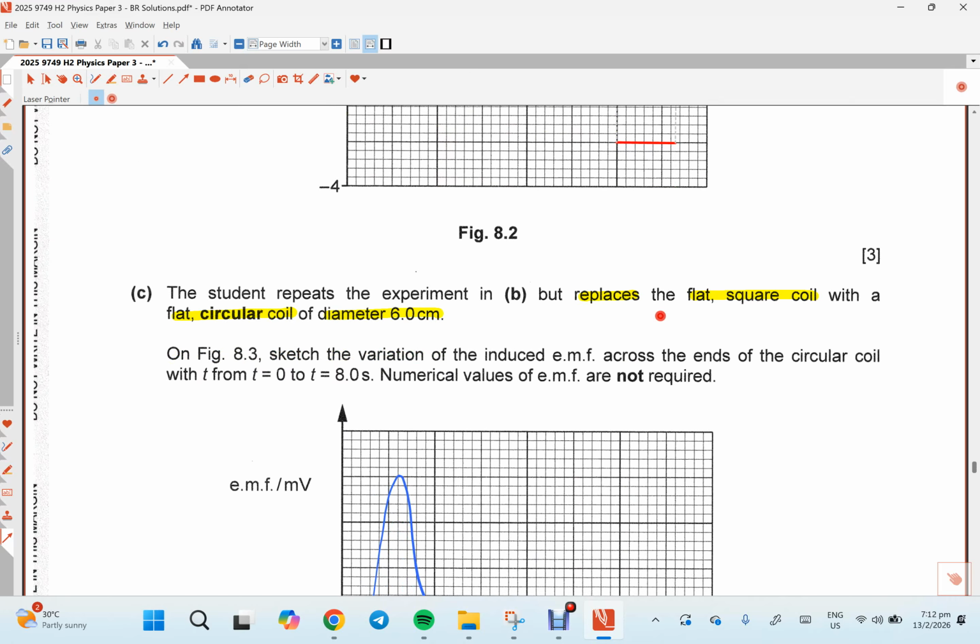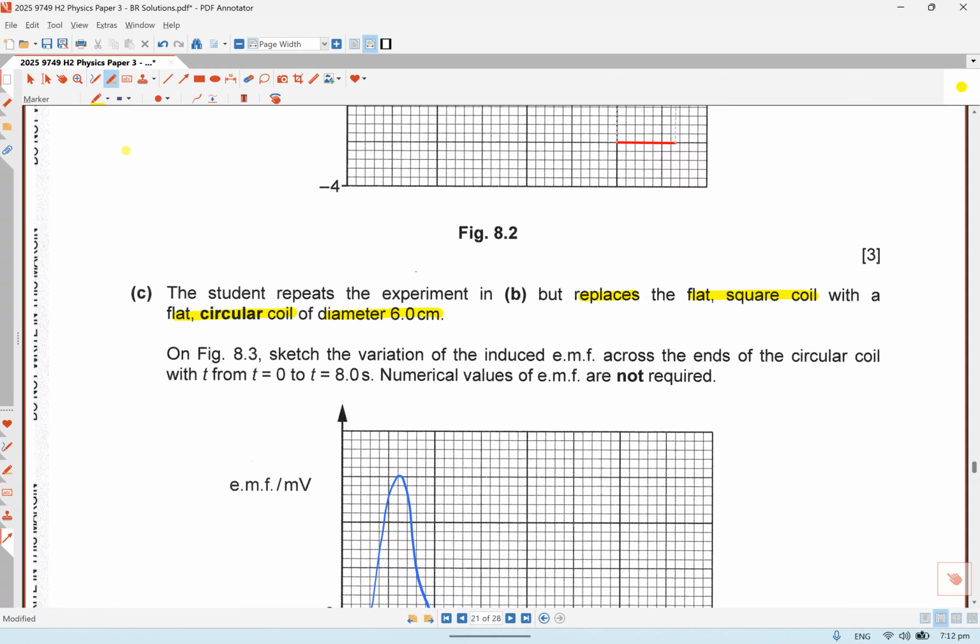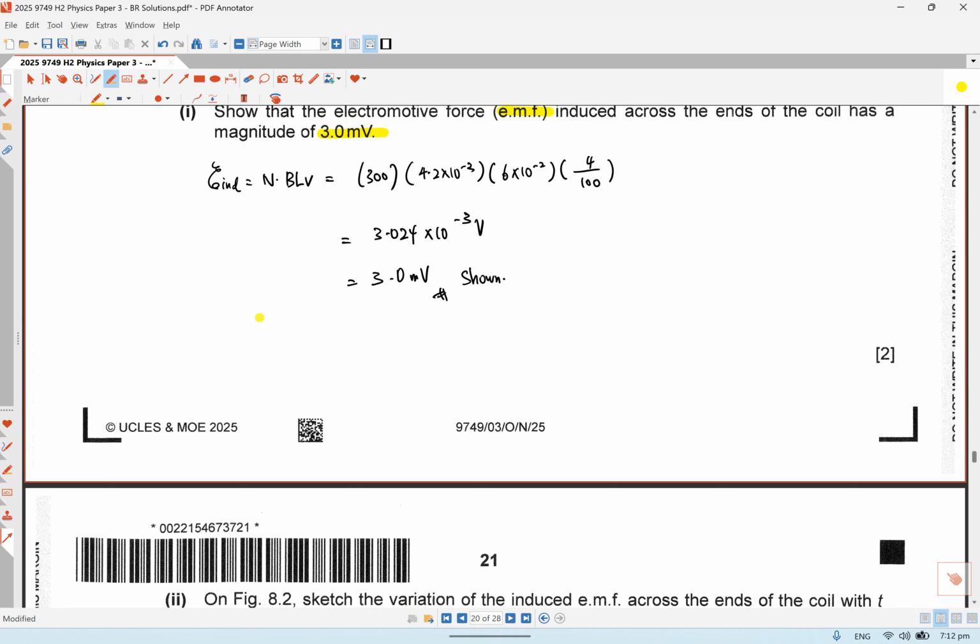Now, in part C, they say that I'm going to replace that square coil with a circular coil. The diameter is the same, which is what I've drawn here.